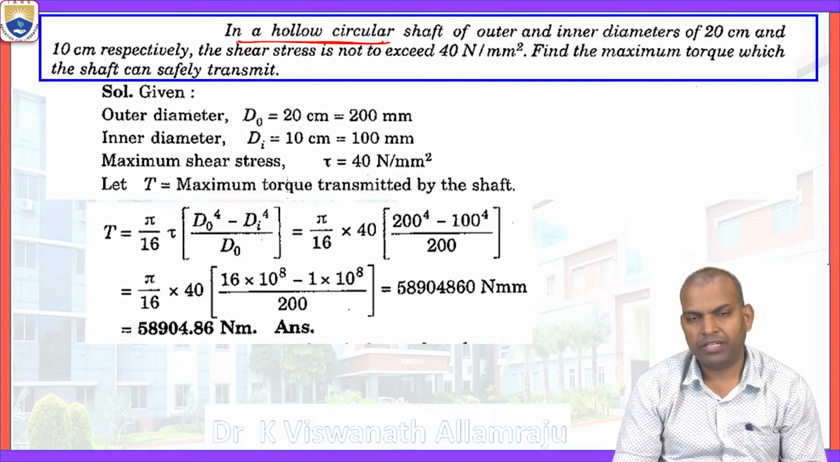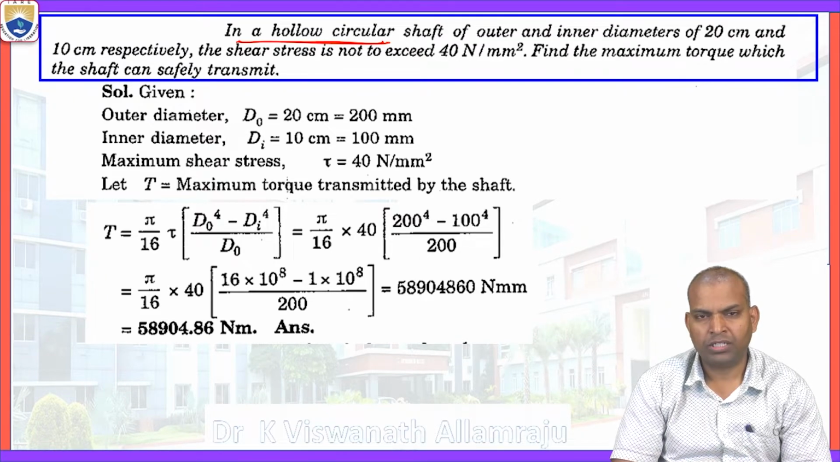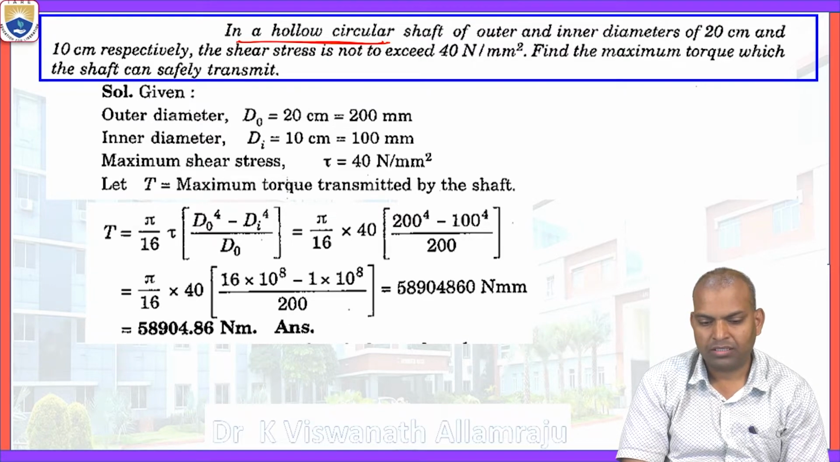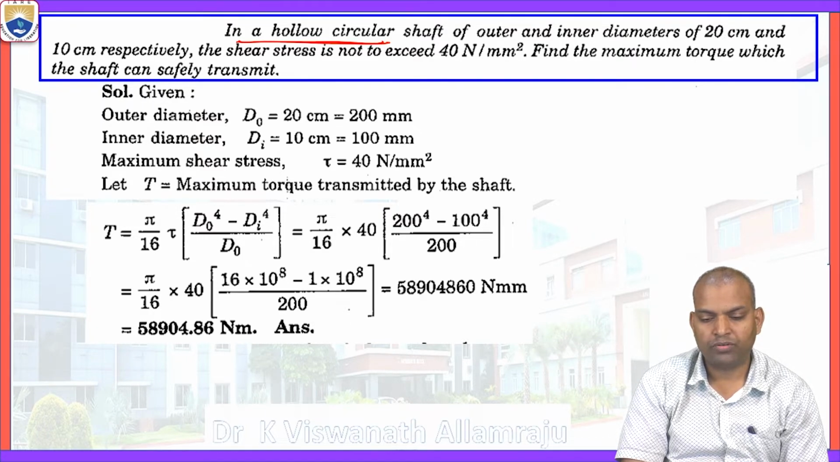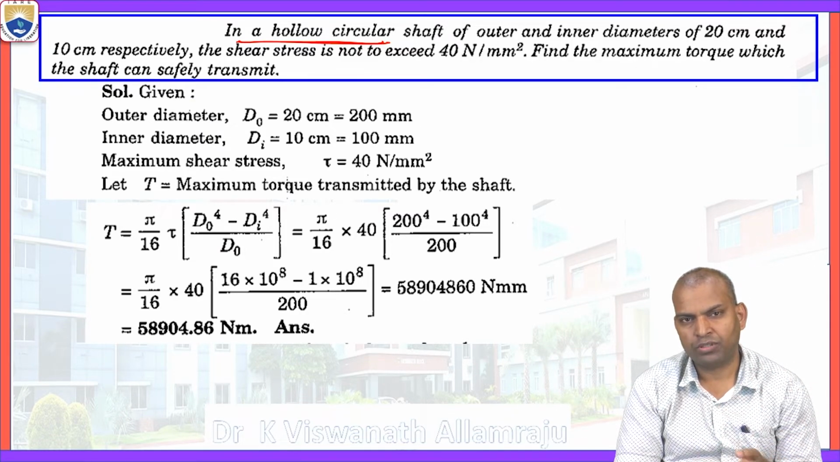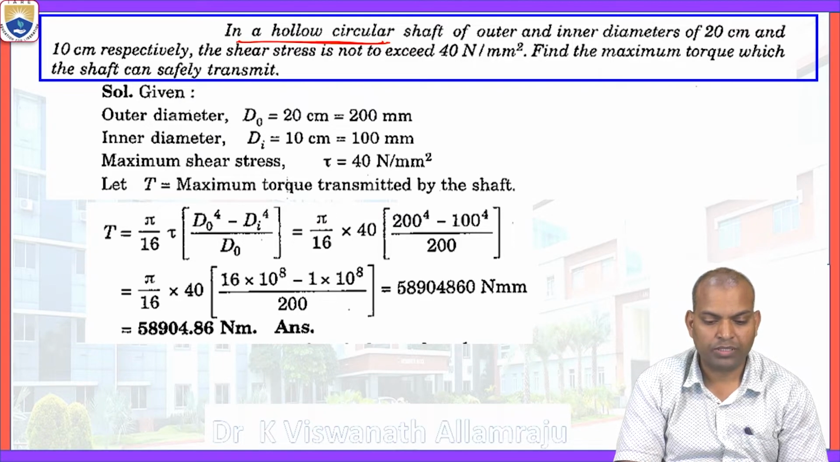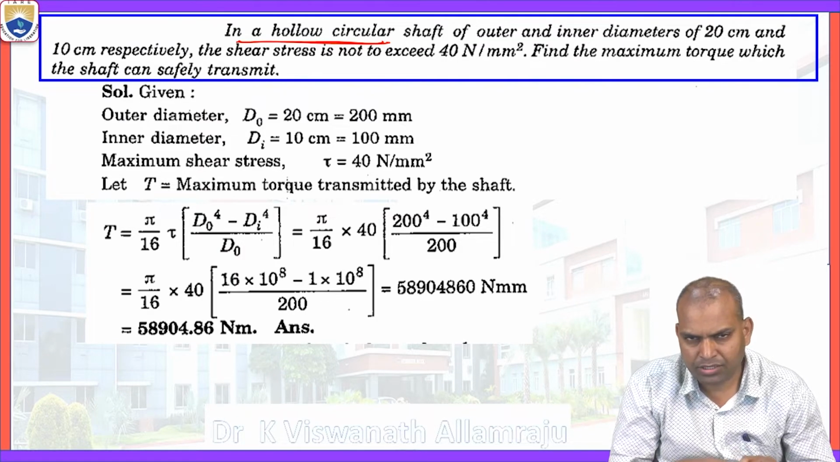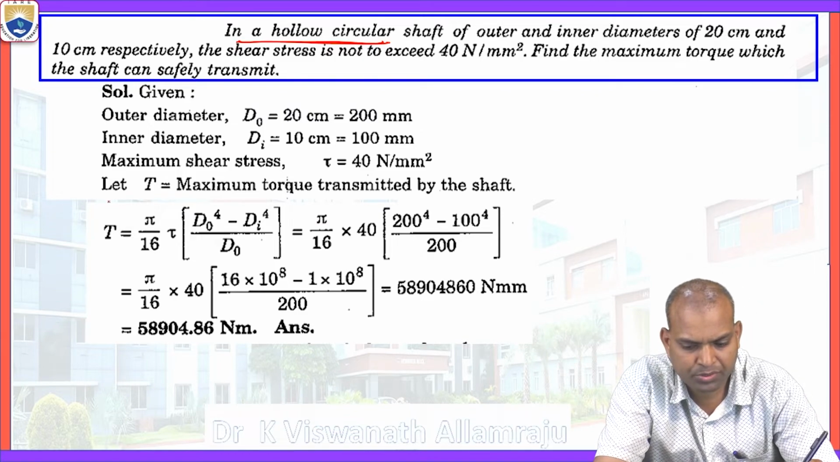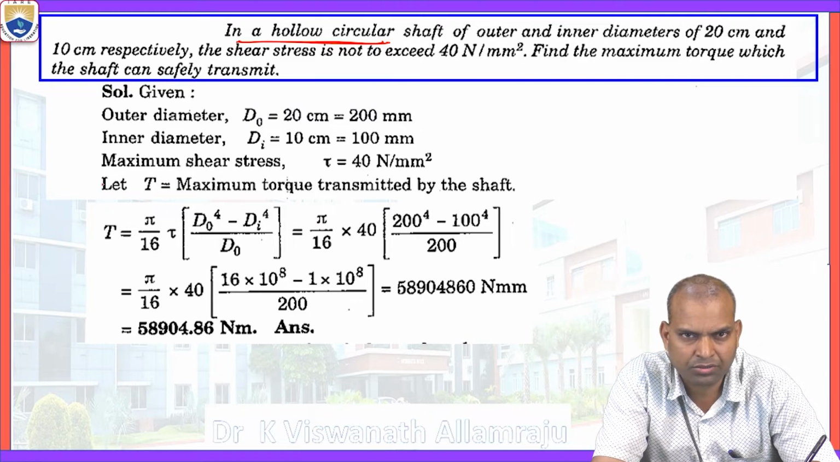The data given here: a hollow circular shaft, outer and inner diameters are given, and the shear stress is given. The value of the shear stress is given as 14 Newton per square millimeter. So what is to be found? We have to find the maximum torque. So that means it is related to the torsion topic, the maximum torque which the shaft can safely transmit. Now we know the direct substitution, very simple. There is no conceptual orientation in asking the question.